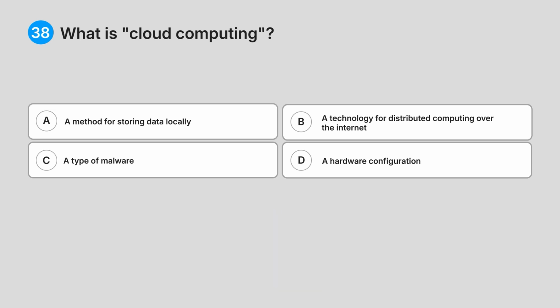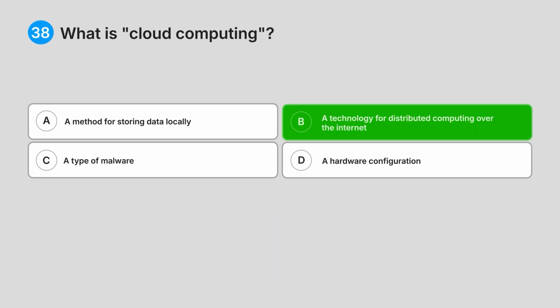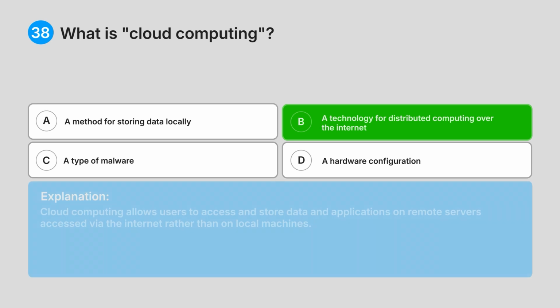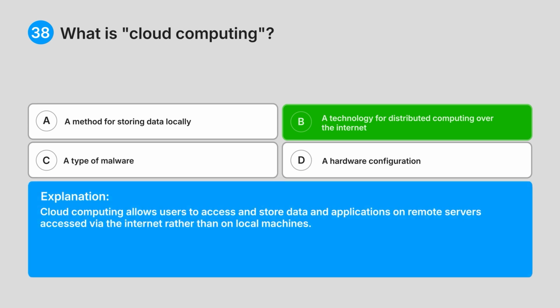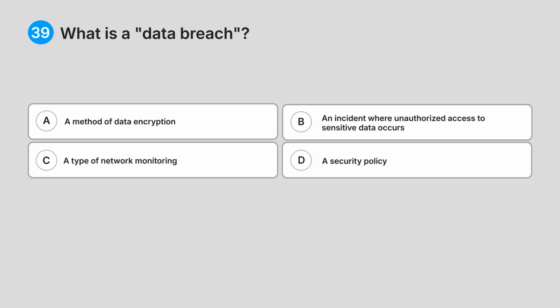Correct answer: B. A technology for distributed computing over the Internet. Explanation: cloud computing allows users to access and store data and applications on remote servers accessed via the Internet rather than on local machines.